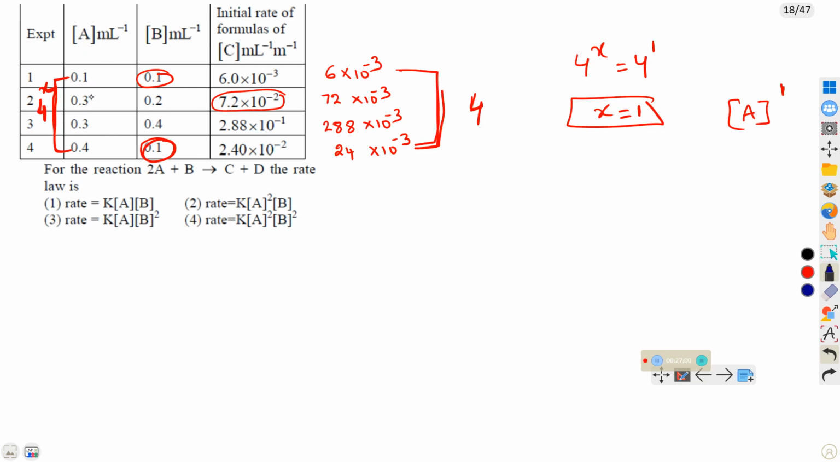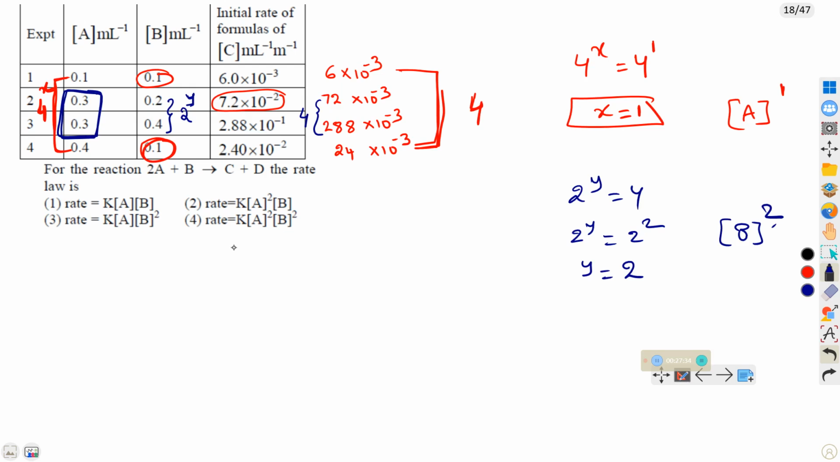See the concentration of A. From second step to third step, it is constant. Concentration of B increases 2 times, so it can be written as 2 power y. Rate increases how many times from second step to third step? 4 times. 2 power y is equal to 4, then 2 power y is equal to 2 squared. y is equal to 2. That means B squared. A power 1, B squared. Third option is the correct option.